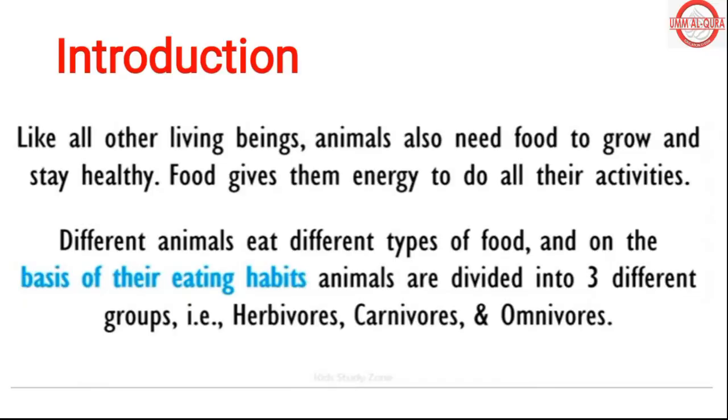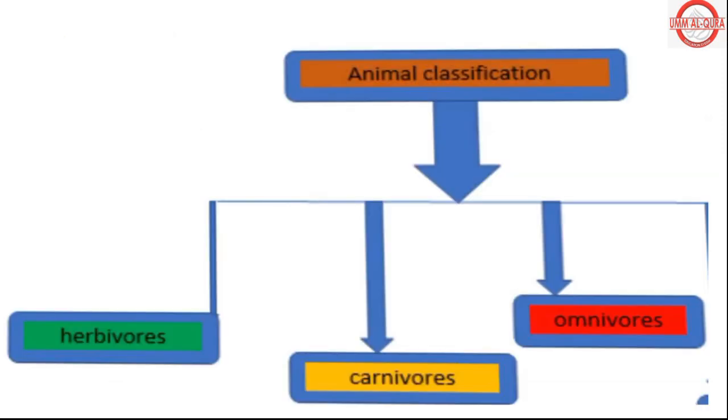Now we see the introduction. Like all other living beings, animals also need food to grow and stay healthy. Food gives them energy to do all their activities. Different animals eat different types of food, and on the basis of their eating habits, animals are divided into three different groups: herbivores, carnivores, and omnivores.